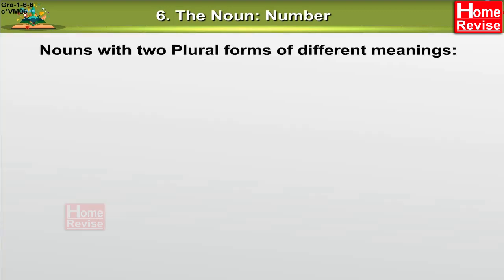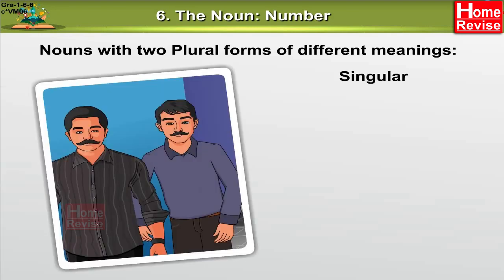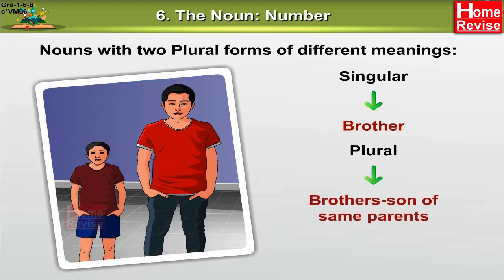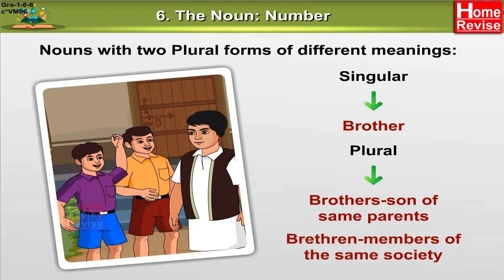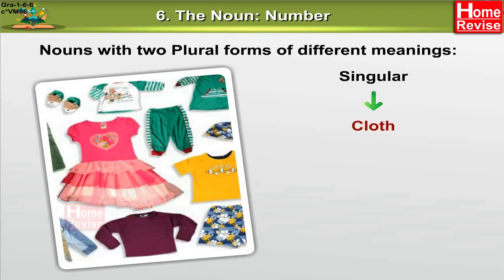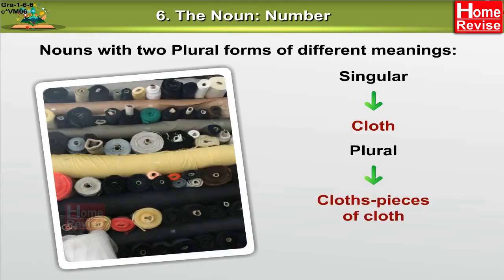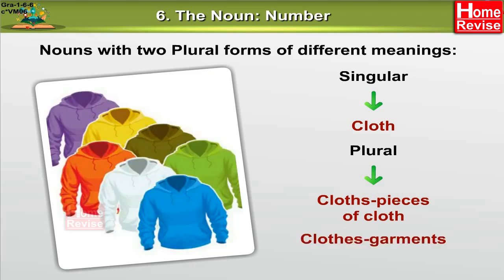Nouns with two plural forms of different meanings. Singular, brother. Plural, brothers, means sons of the same parents, brethren, members of the same society. Singular, cloth. Plural, cloths, meaning pieces of cloth, or clothes, meaning garments.